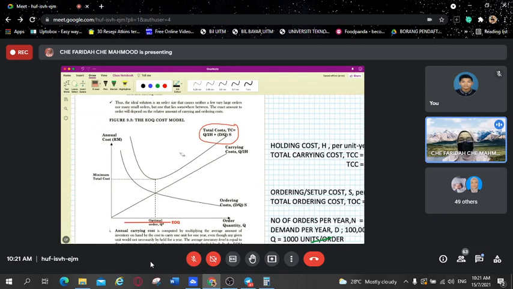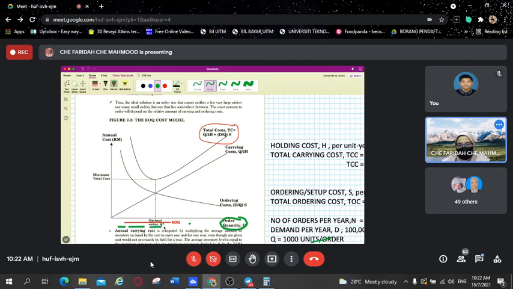Alright, these are the costs involved in the inventory management. The 2 costs involved, I said just now, carrying cost dengan ordering cost. For those yang dah belajar ni, you may understand this. The more you order, ni this is the quantity. The more you order, makin banyak kita order satu hari.